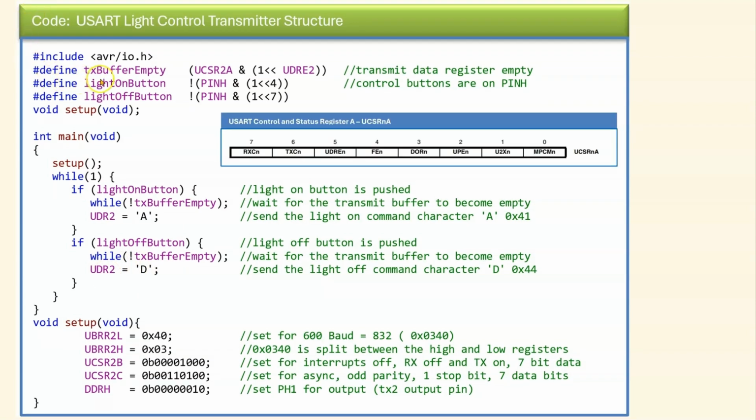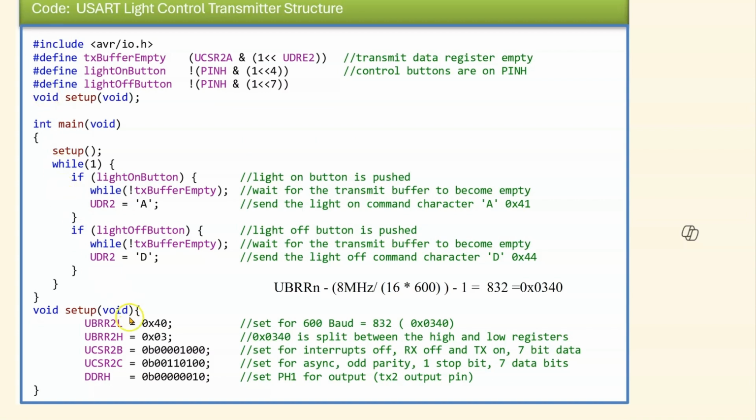So first, looking at the transmit buffer empty define statement, we are looking at the UCSRnA register, and we're looking at bit 5, the data register is empty. Now I could have put 5 in here, but Microchip Studio has defined this as 5 anyway, so we can use the same name as in the datasheet.